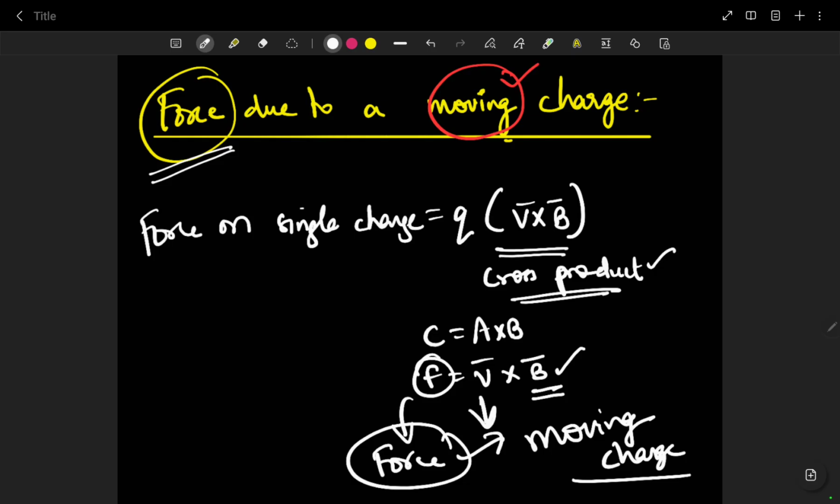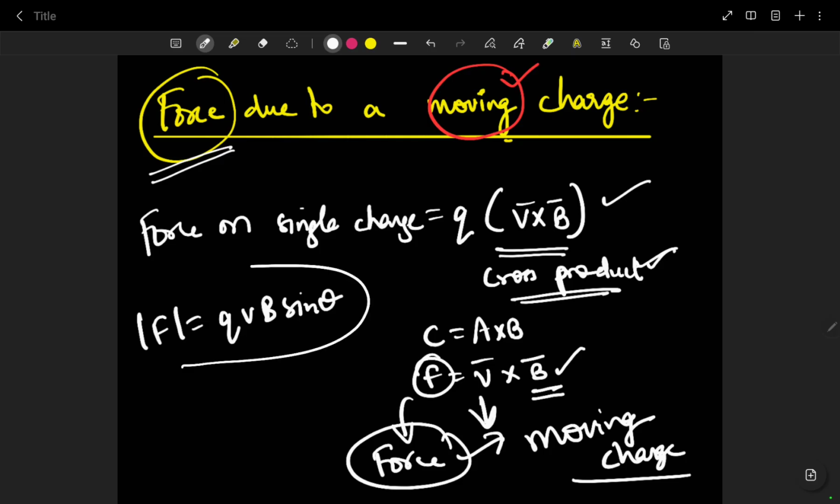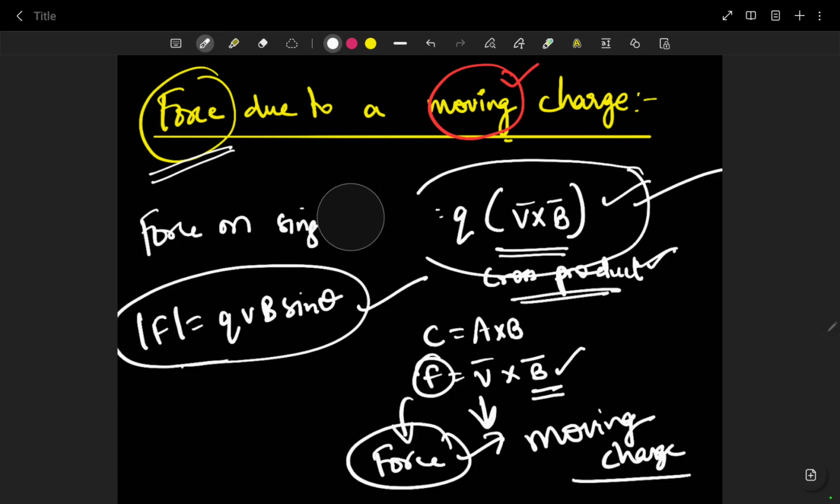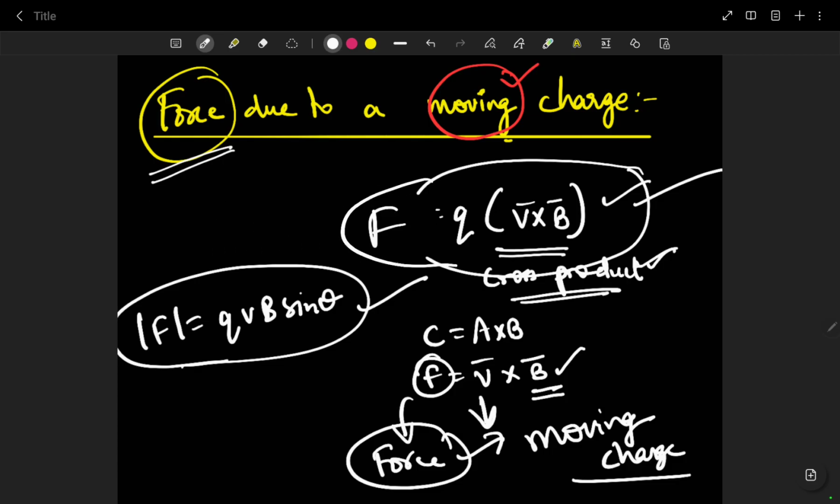So this is primarily the direction version of the force, or I would say the vectorial, and you know the magnitude version will be Q V B sine theta, because this is a cross product. So this would be the magnitude version, this would be the vectorial version. You can just write F over here, right? So these are the two formulas that we need. They're pretty much the same itself. One is vectorial and one is magnitude. So you have to use cross product rule over here.